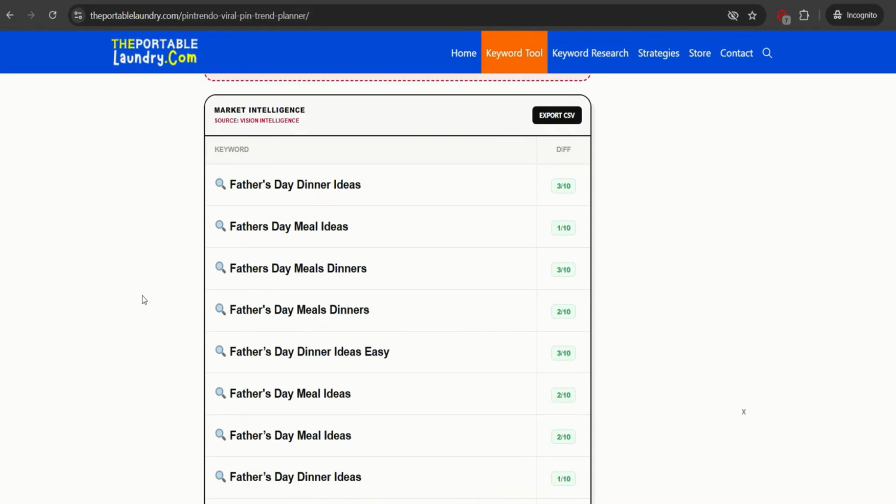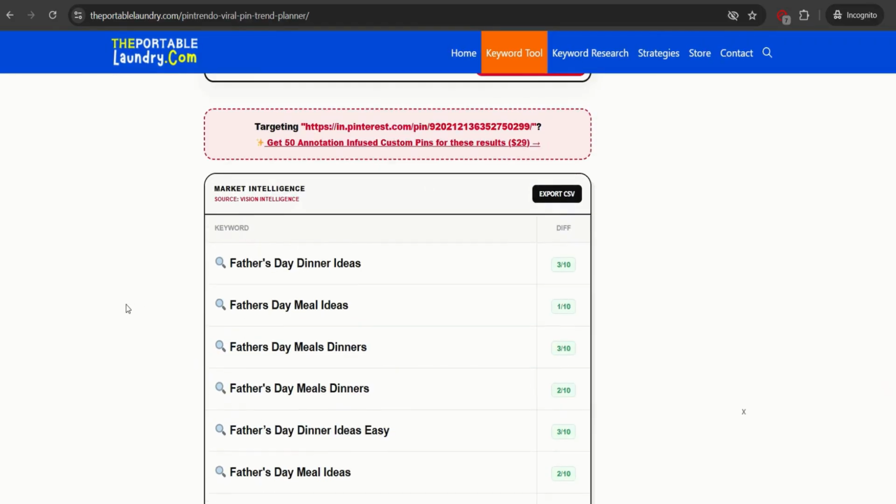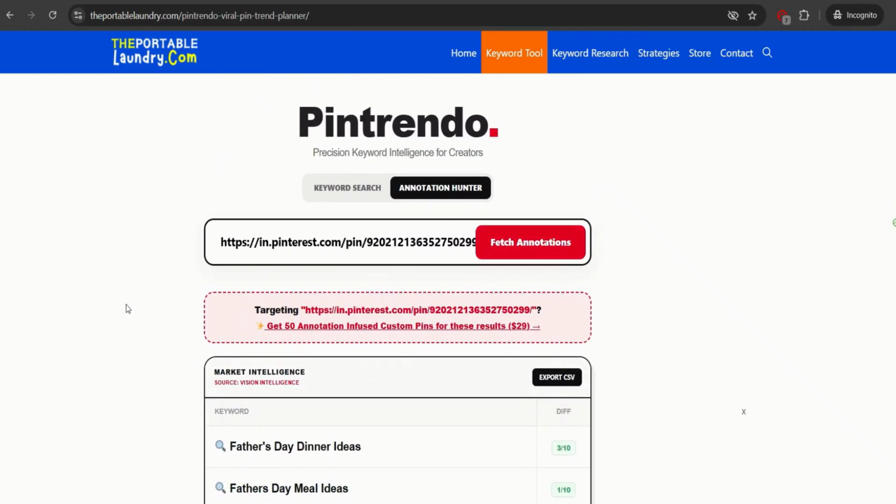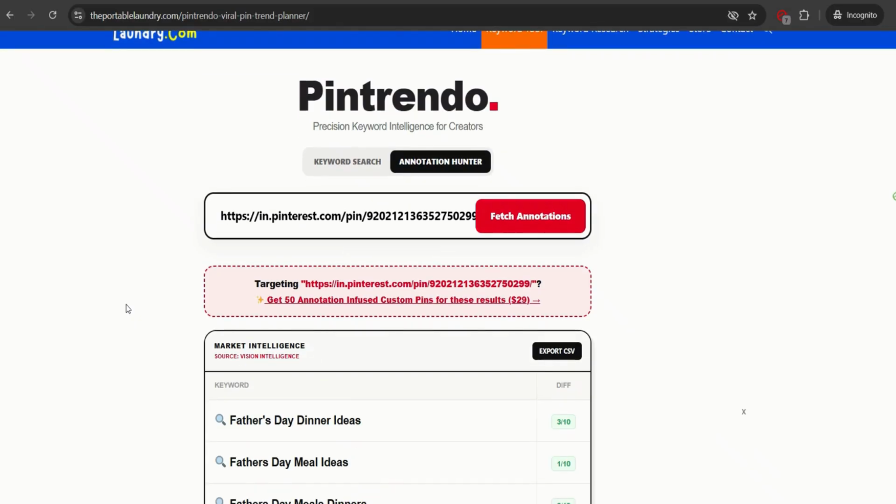So, if your Pinterest traffic is falling, don't just create more content, guys. Create content that matches the way Pinterest understands the topic. Start looking beyond the keyword. Start looking at the signals behind the keyword. Because the creators who understand Pinterest language will always have an advantage over the creators who are simply publishing more articles.